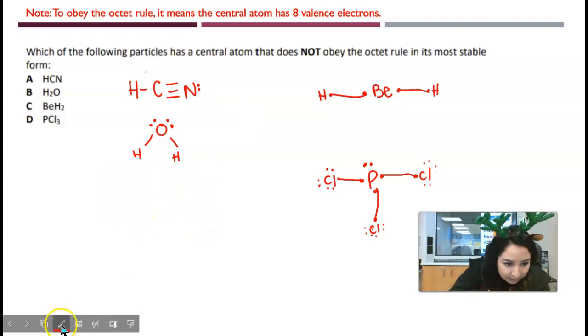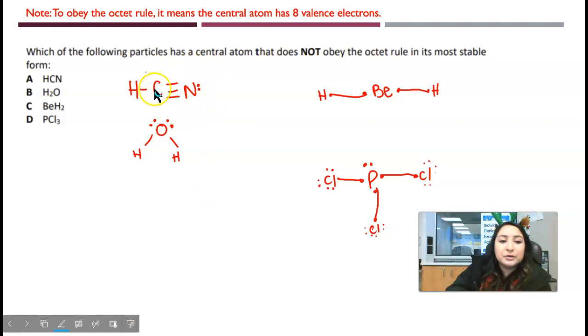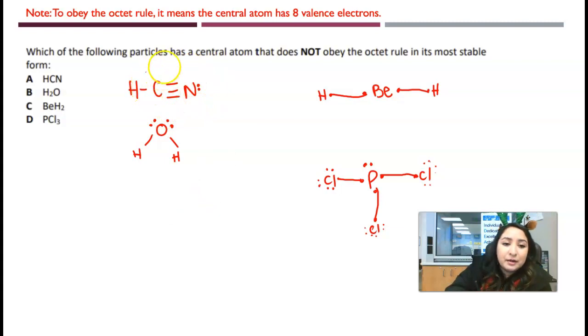So we need to count how many electrons are in the central atom, or they're sharing. So remember, each bond is worth 2. We're going to focus just on carbon. So right here, how many electrons is sharing? 2, 4, 6, 8. This one has 8.